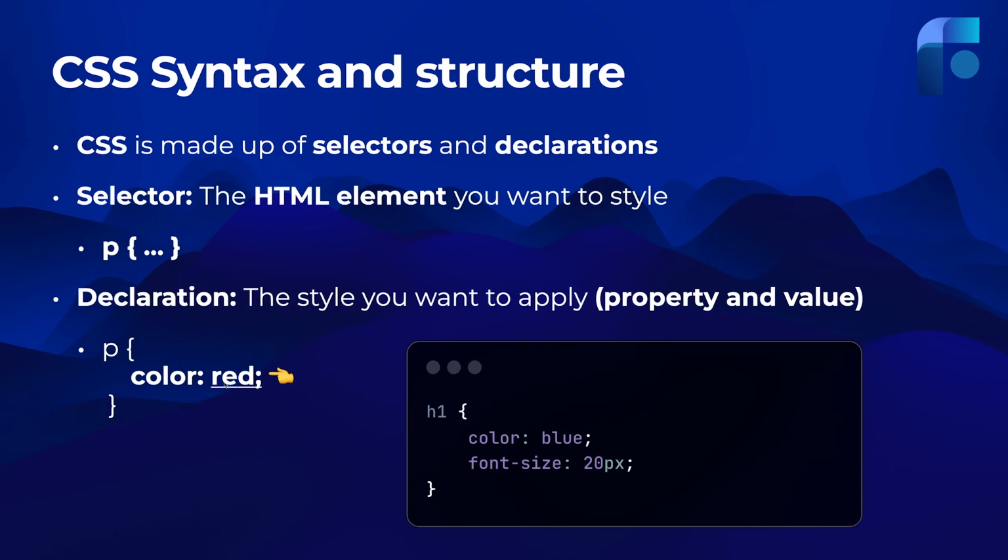So for example, here it's color red, but in this example, in the bottom right, we can see that the selector is a heading element, or an H1, and we can see that the declaration, or the styling, is color blue or font size 20 pixels. And it's honestly just that simple. You've got the selector here and the declarations here. That makes up the core of CSS.